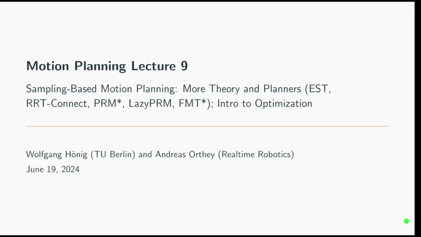Today we are wrapping up our analysis of sampling-based motion planning. And we have three major topics that we look at. The first one is that we revisit some of the theories that we had before and tighten them, and also look a little bit more into breadth, different kinds of theory.